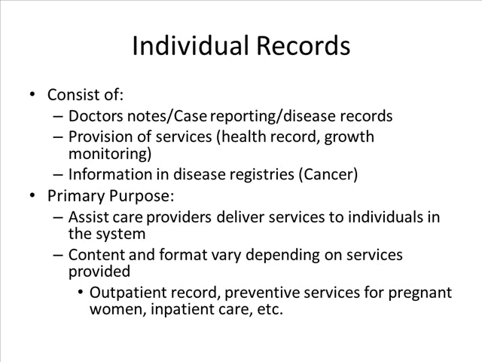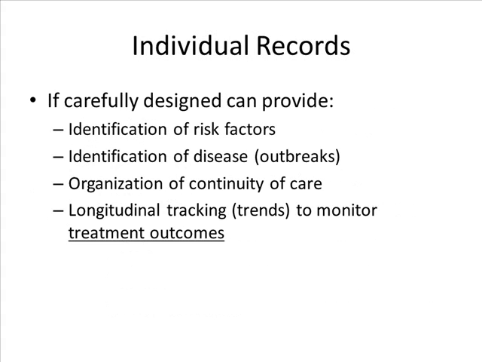Individual records contain information in disease registries, cancer. Their primary purpose is to assist care providers in delivering services to individuals in the system. Their content and format vary depending on services provided: outpatient record, preventive services for pregnant women, inpatient care, etc. Slide 10. If individual records are carefully designed, they can provide identification of risk factors, detection of disease, outbreaks, organization of continuity of care, and longitudinal tracking, trends, to monitor treatment outcomes.